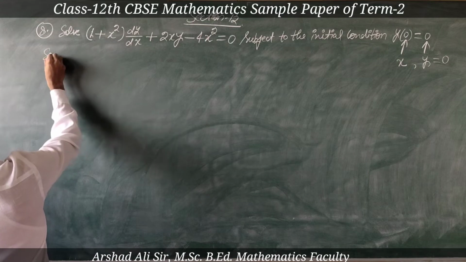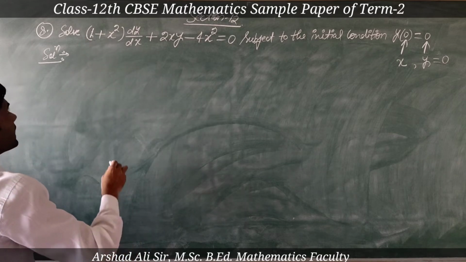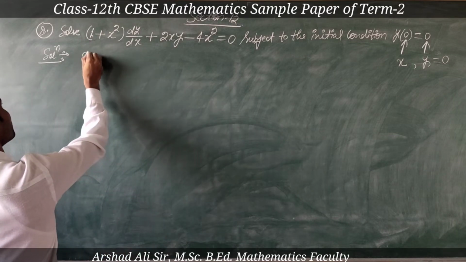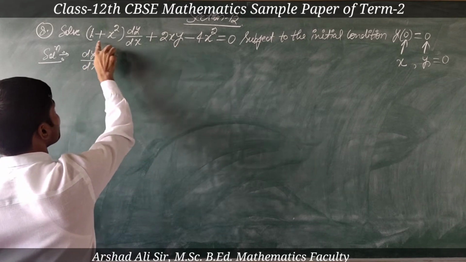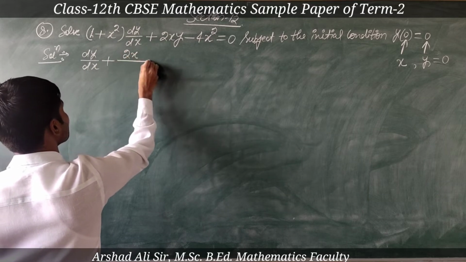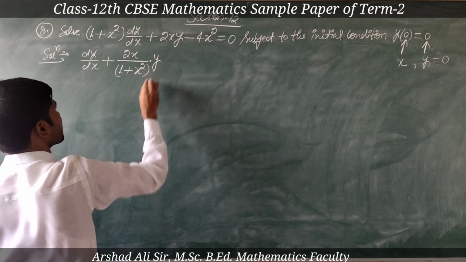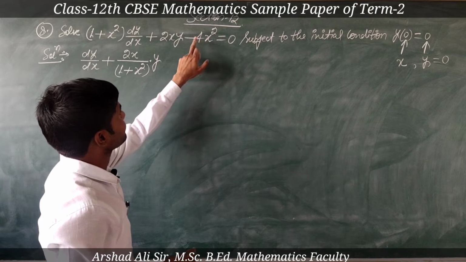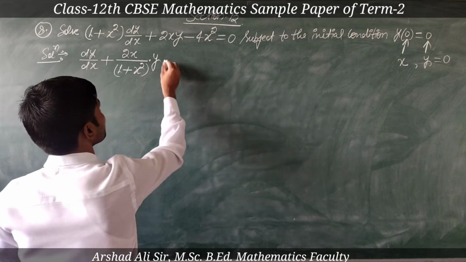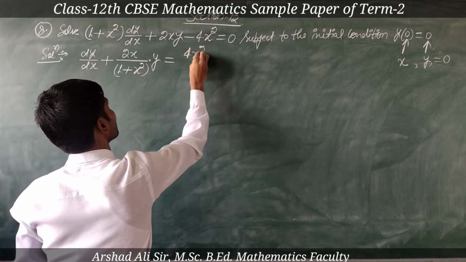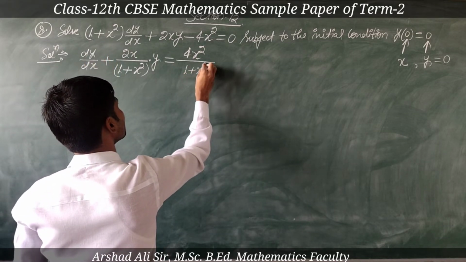We can write, or we can divide by 1 plus x square. If we divide by 1 plus x square, we will get dy over dx plus 2xy upon 1 plus x square. So we can write 2x upon 1 plus x square, and y in the multiplication. 4x square is negative on the left side, so we can take this 4x square to the right side with a positive sign. So it will be 4x square, and we are dividing by 1 plus x square. So 1 plus x square will be in the division.